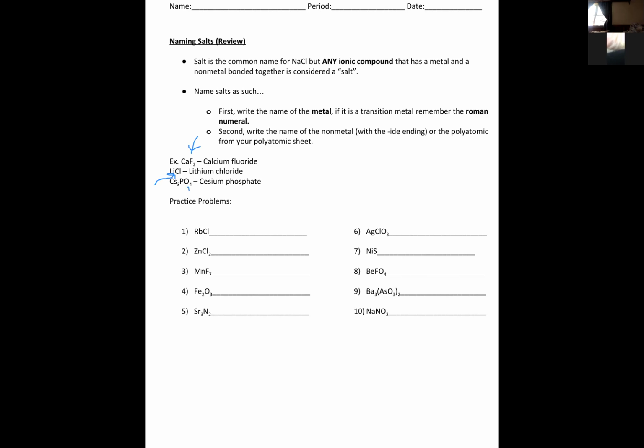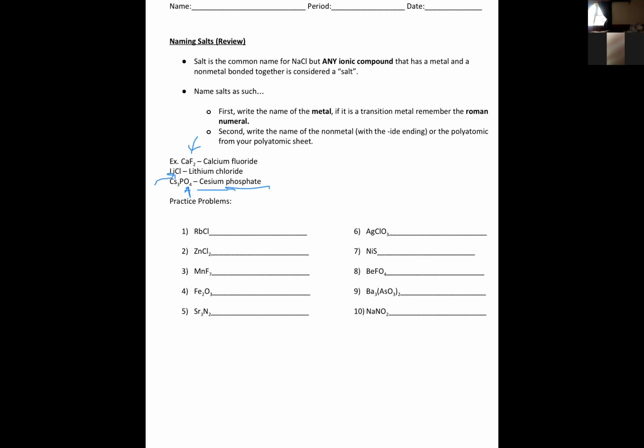Now, for this last example, I have a polyatomic. I have added the polyatomic sheet to your Schoology account, so you guys can go and use that. Oh, I also have the periodic table there too for you guys to use. What I like about polyatomics is that you can just go to the polyatomic sheet and look up PO4, and it will tell you that it is phosphate. So again, just write the name of the metal, which is cesium, and then if it's a polyatomic, PO4, just write whatever that polyatomic would be at the end.